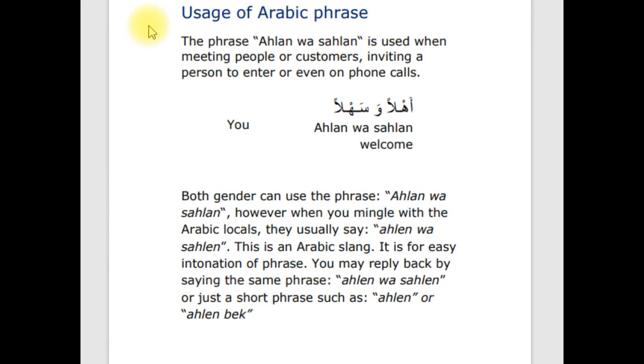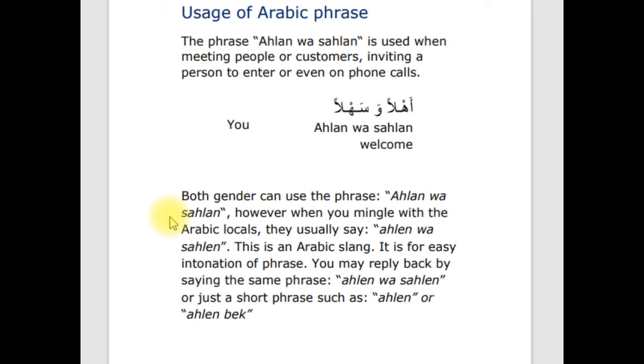Usage of Arabic phrase. The phrase Ahlan wa Sahlan is used when meeting people or customers, inviting a person to enter, or even on phone calls. Ahlan wa Sahlan. Both genders can use the phrase Ahlan wa Sahlan.